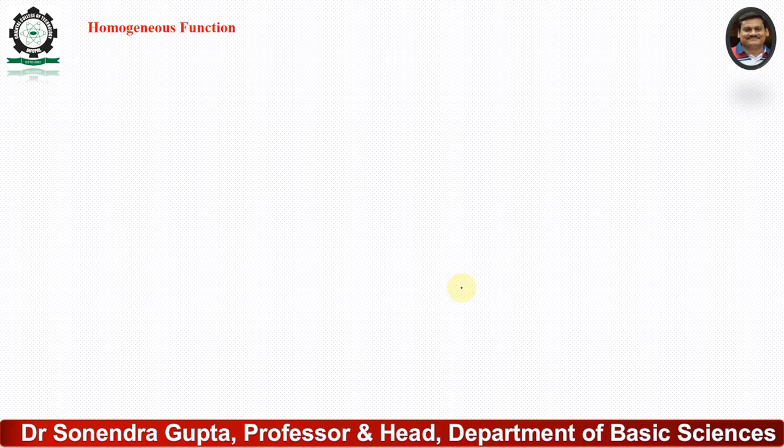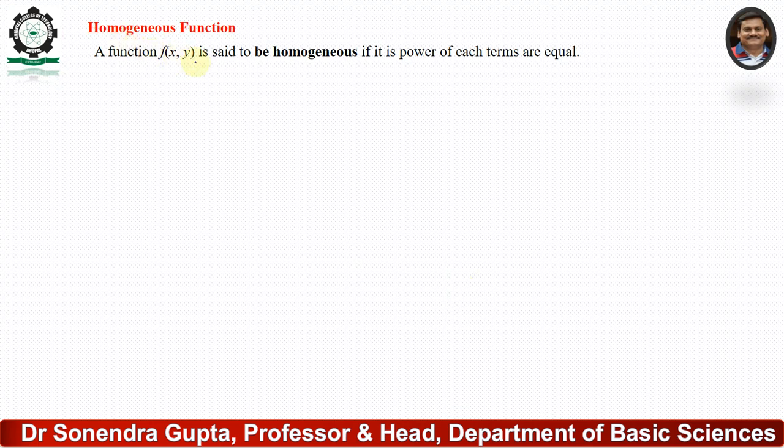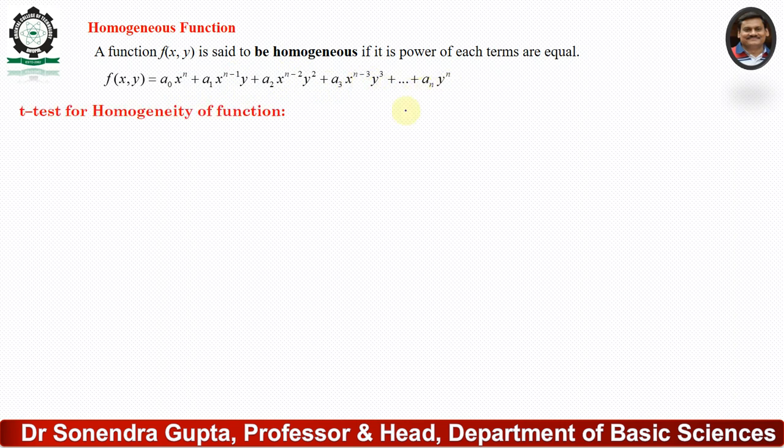Now we discuss the homogeneous function. A function f of x, y is said to be homogeneous if the powers of each term are equal. This is a general definition. For example, f of x, y equals a0 x to the power n, plus a1 x to the power n minus 1 y, plus a2 x to the power n minus 2 y square, plus a3 x to the power n minus 3 y cube, and so on up to an y to the power n.